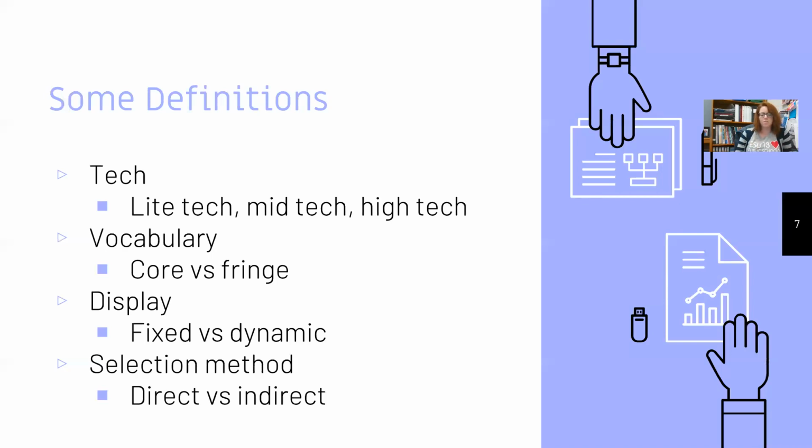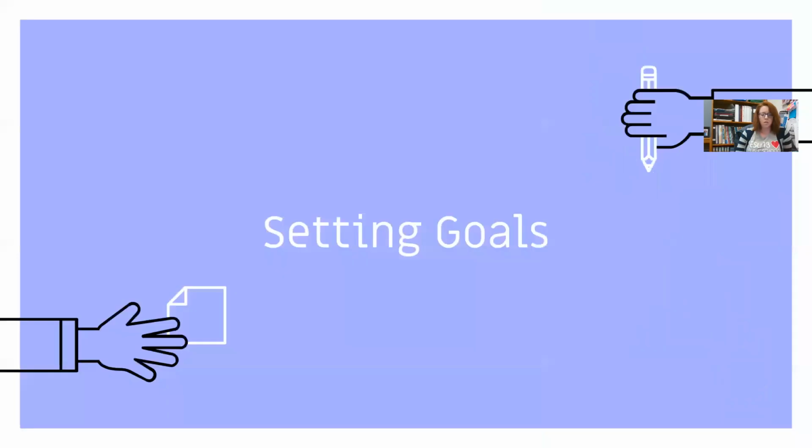Direct selection refers to the student directly touching or pointing to their desired message. Indirect can include things like using a switch to operate a device, so anything where they're not directly touching that.